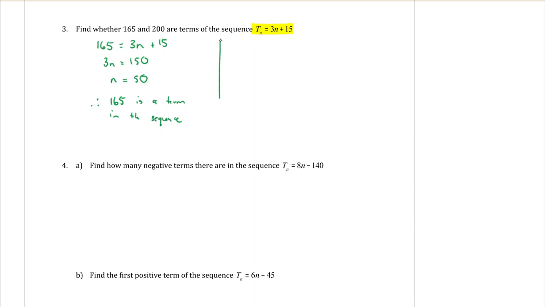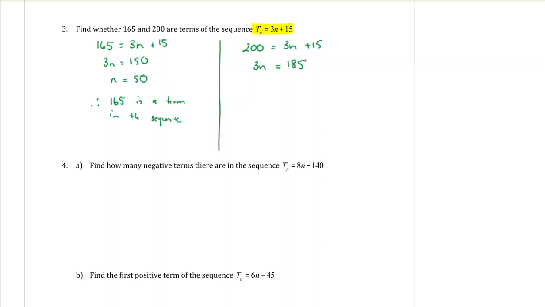All right, let's try the other one. We had the value 200. So same process, let's put that where the T of n is. 200 equals 3n plus 15 and solve for n. Subtracting 15, we will get 3n equals 185.